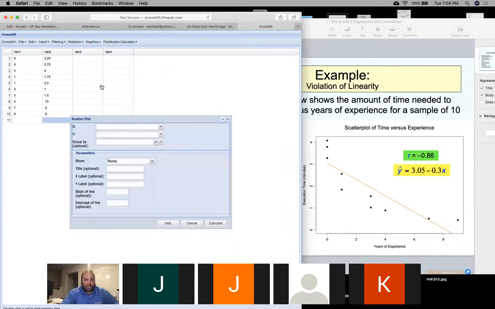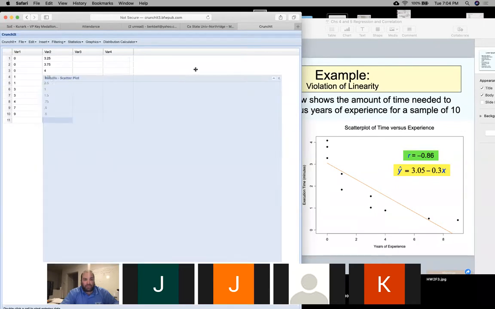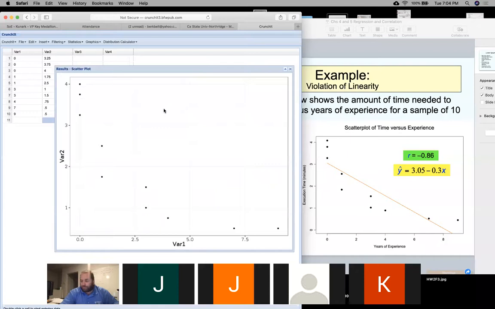So we're going to go to graphics. We're going to make a scatter plot. Our x values are variable 1. Our y values are variable 2. And we calculate. On a calculator, our L1 would be the x's and L2 would be the y's. Okay, perfect. So my graph isn't perfect, but it's not bad, right? It's in the ballpark.